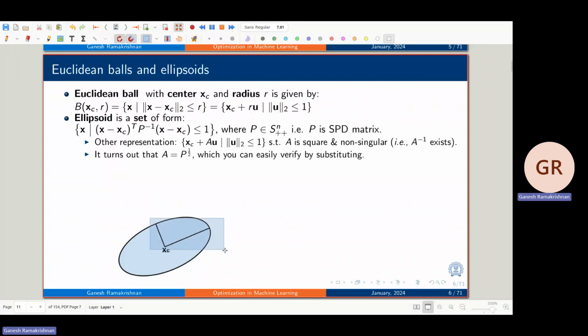But what happens if instead of the 2 norm, we use a slightly different norm? What we'll see later as a matrix induced norm. This is what I mean by matrix induced norm. So X minus XC transpose, P inverse, X minus XC. I've just put a P inverse in the middle.